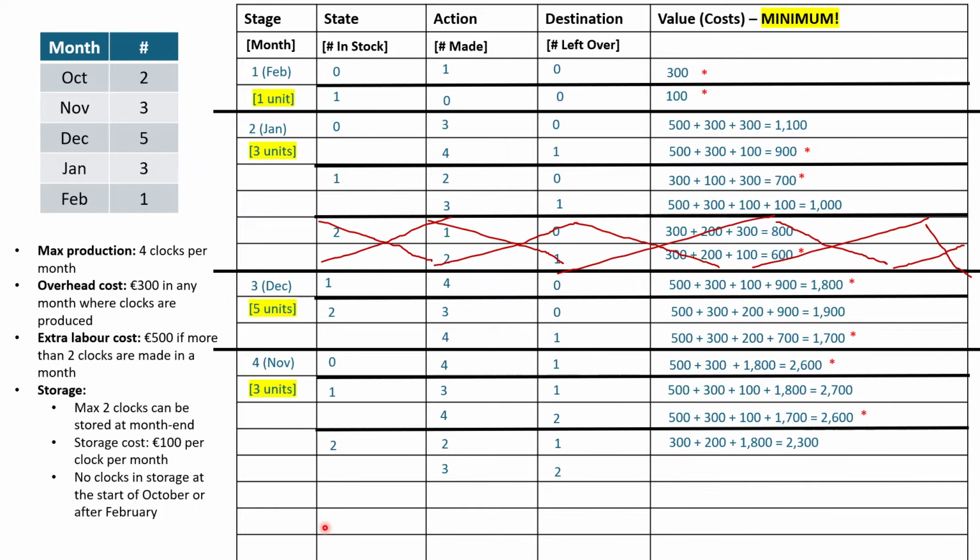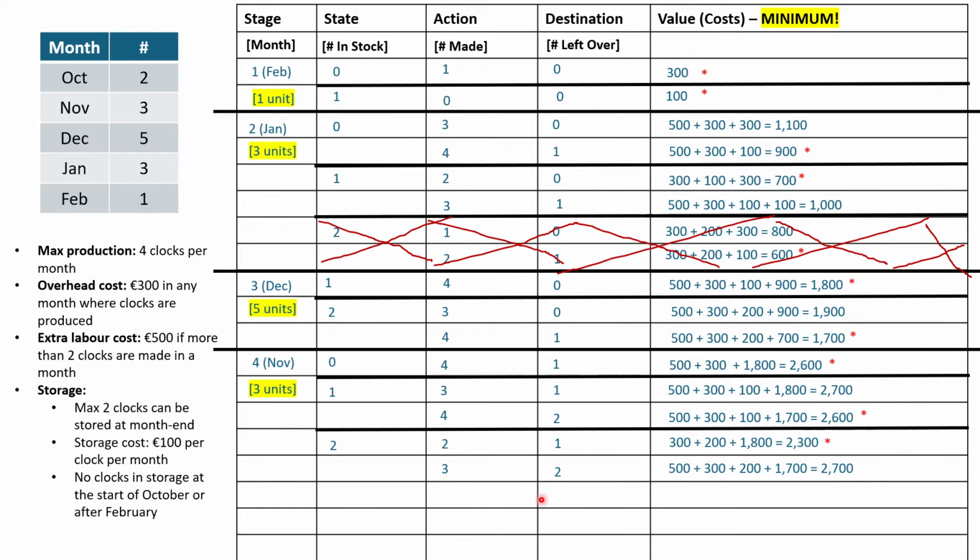We could equally make 3. And if we make 3, that will leave us 2 left over. And in terms of cost, that's going to be 500 because now we have our extra labor, 300 for our overheads, 200 for our storage. And then because this is 2, we have our 1700 here. So that is our 2700.